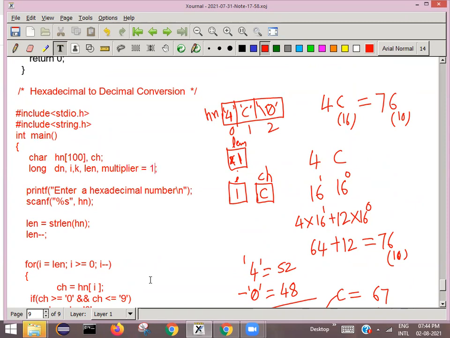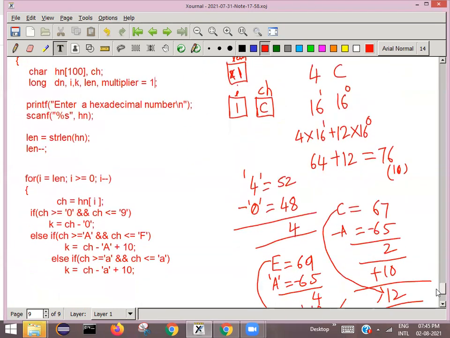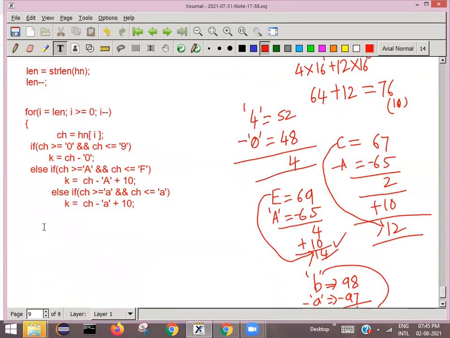16 power 1 is 16, 16 power 2 is 256. So every time you multiply the multiplier by 16. Initially it is 16 power 0, which means 1, then next 16, then next 256. Like this, we increment the multiplier value.